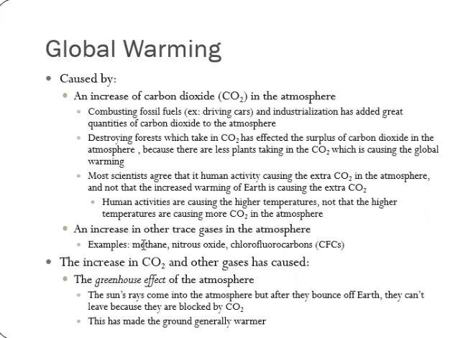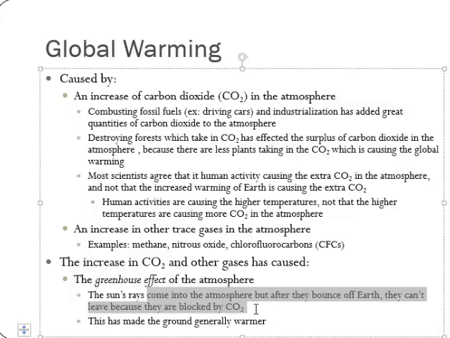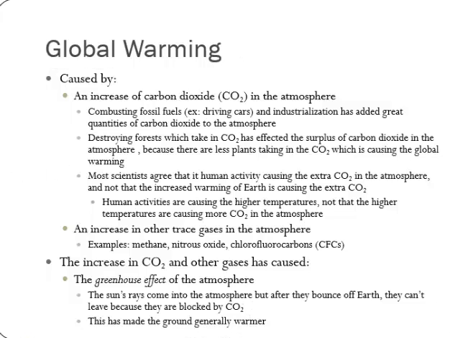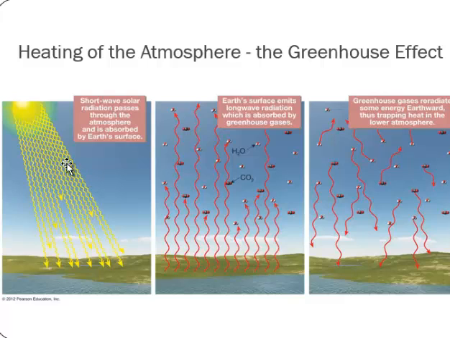And it's not just carbon dioxide, by the way. It's also other things like methane, nitrous oxide, CFCs. Methane is a very strong greenhouse gas, and it's also caused by other types of human activities like farming. But the idea is that these greenhouse gases that have been released into the atmosphere have caused global warming, and the way they've done that is the sun's rays come into the atmosphere but bounce off the Earth, and some of them can't leave because they're blocked by carbon dioxide, and that has made the Earth a little bit warmer. You can see the sun's radiation comes into the ground, and when it bounces off and tries to leave, carbon dioxide and other gases like water vapor block some of it in, and that causes global warming.